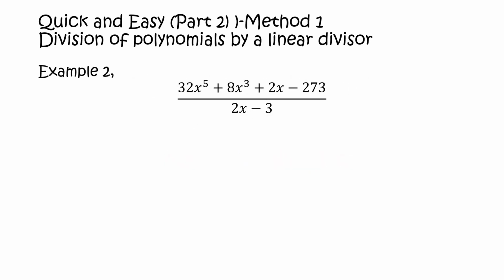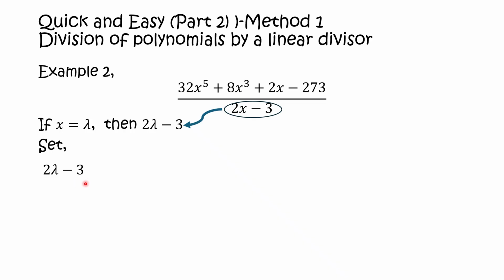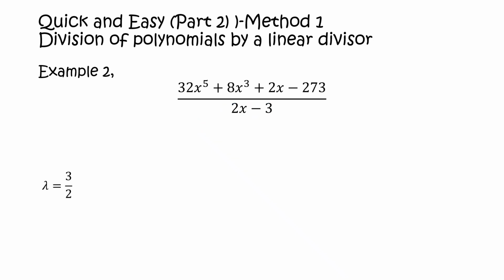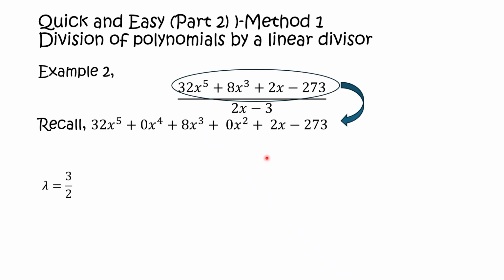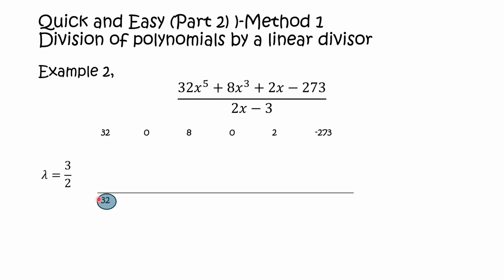Now, moving on to example 2, we are going to start with the divisor, to get what the value of lambda would be, knowing we get to the lambda by setting the divisor to 0 after we've substituted for x is equal to lambda. Then afterwards, we move on to get the coefficients of x in the dividend. So that is what we would have, including also the 0 terms in between the x values that we may have. Right, so we drop the first coefficient, which is the leading coefficient, 32 in this case.